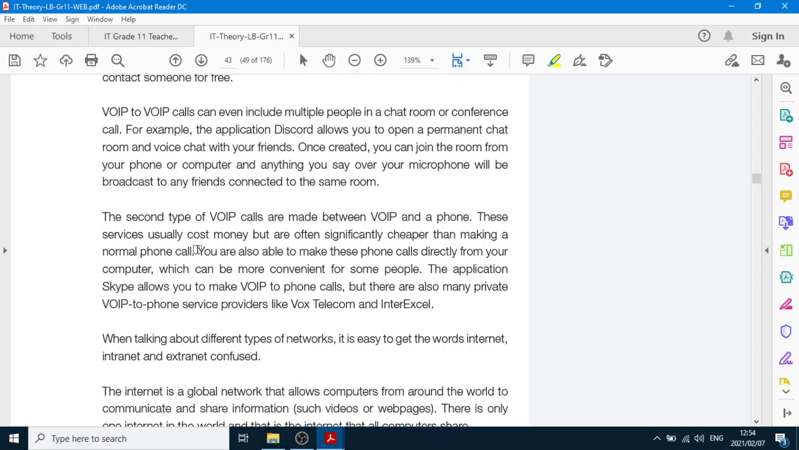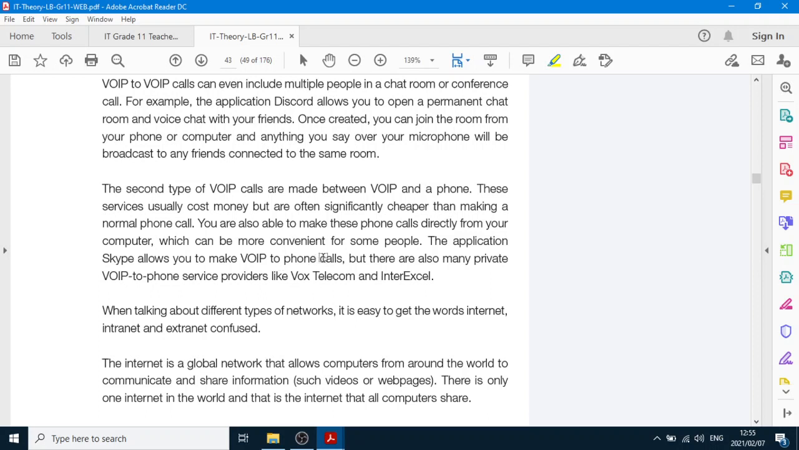But then we have calls made between a voice over IP and a phone. These usually cost money, but they are cheaper than making a normal phone call. If you are able to make these phone calls directly from your computer, it can be more convenient. Skype allows you to do that. And there are others called Vox Telecom and InterXL.